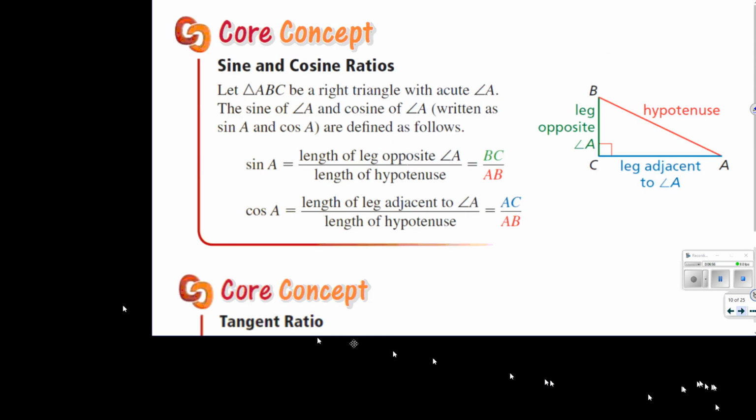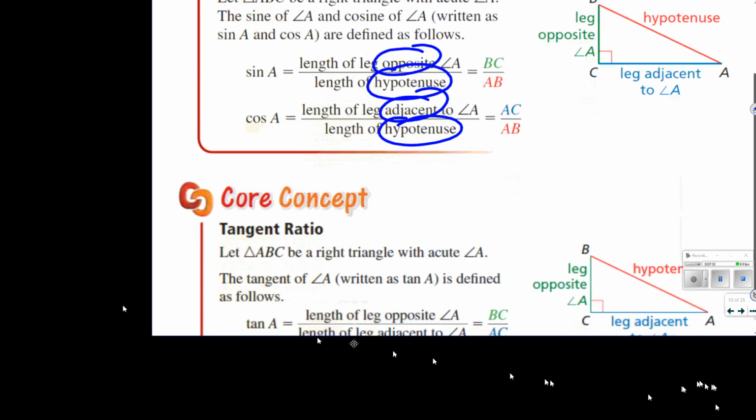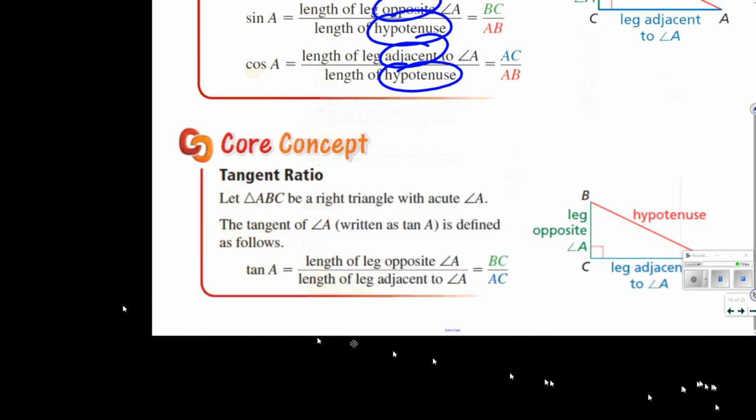This is what it shows you in the book. It's really the same thing we just said. Sine equals the opposite side over the hypotenuse. The cosine is equal to the adjacent side over the hypotenuse. And down at the bottom, you can see that the tangent is equal to the opposite side over the adjacent side.